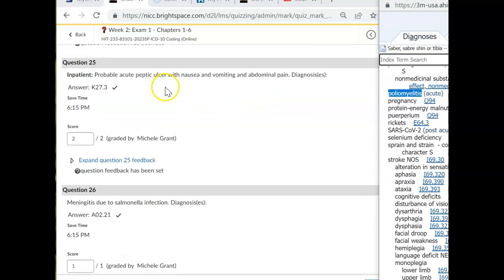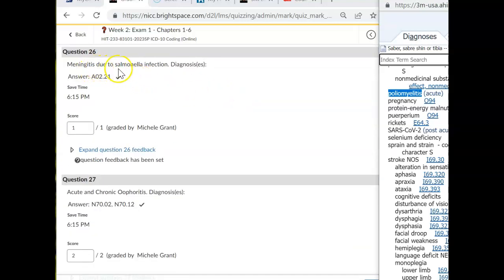Okay, so this one here, we have probable acute peptic ulcer. You can see here, it's stated inpatient, where I can code anything probable. But I have acute peptic ulcer, since nausea, vomiting, and abdominal pain are integral to that peptic ulcer. I'm only coding acute peptic ulcer.